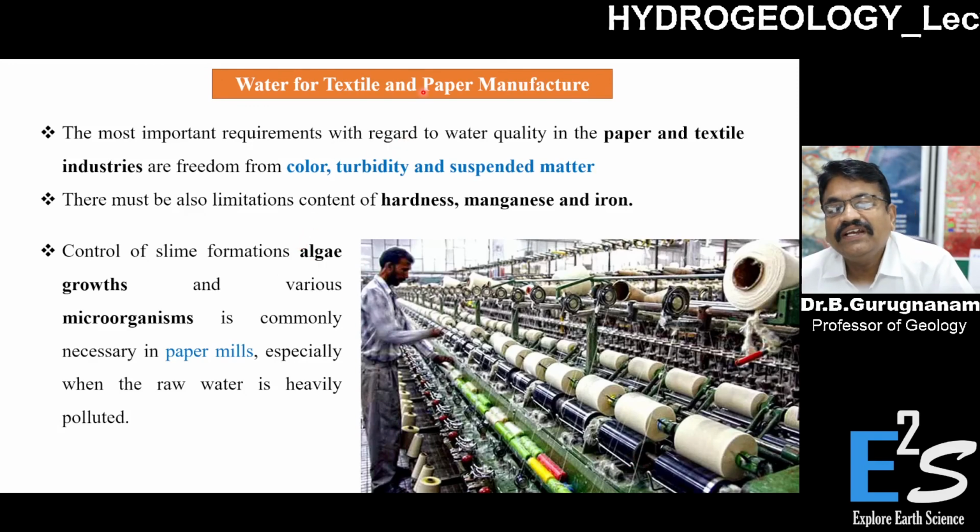For water for the textile industry, paper and manufacturers, what is required to be considered? Color of the water, and turbidity from suspended sediments in the water. There must also be limitations considered for hardness, manganese, and iron content of the water. Slime formation, like algal growth, has to be controlled, and various microorganisms must be controlled, which is commonly necessary for paper mills, especially when the raw water is heavily polluted. Then you will have to treat the water for microorganisms for the textile industries.